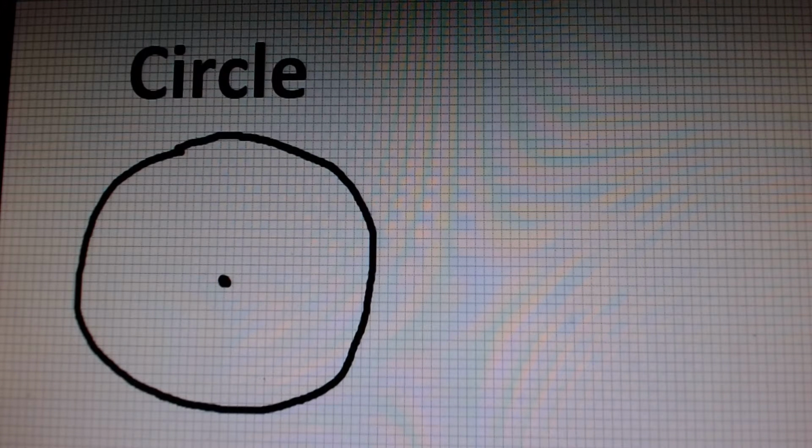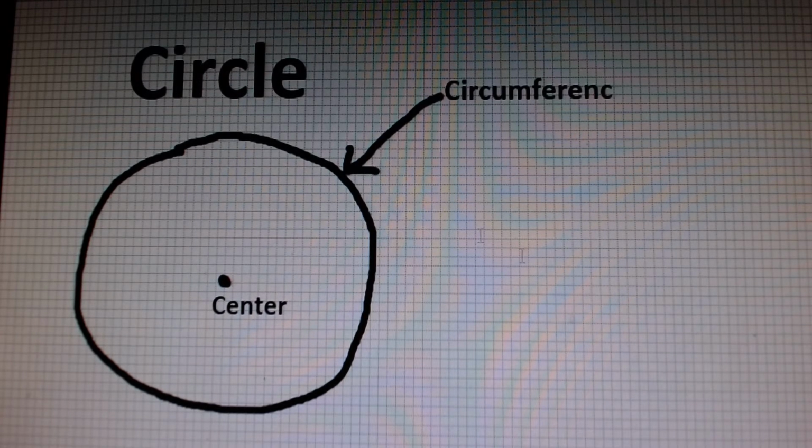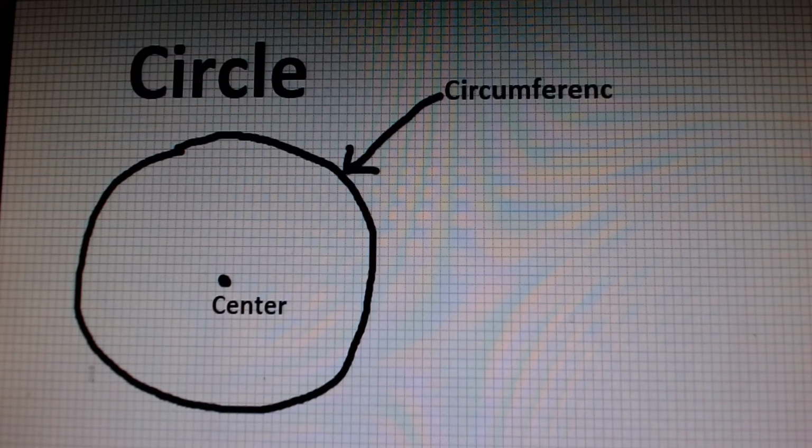First we have a circle. We draw a circle. And the center part of the circle is still called the center. But now we just have a line that goes through the center part into the outer part, which is called the circumference. And the circumference of a circle is the area that goes completely around the center.